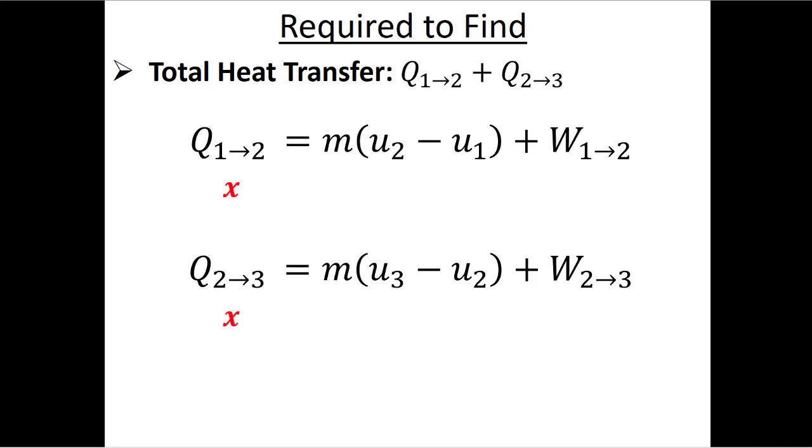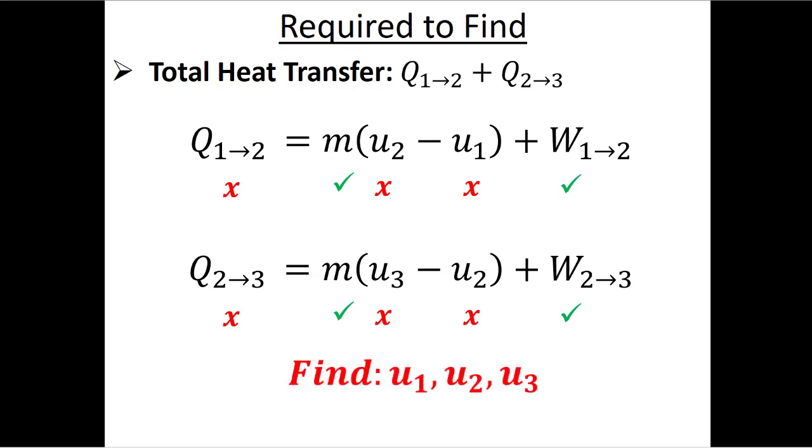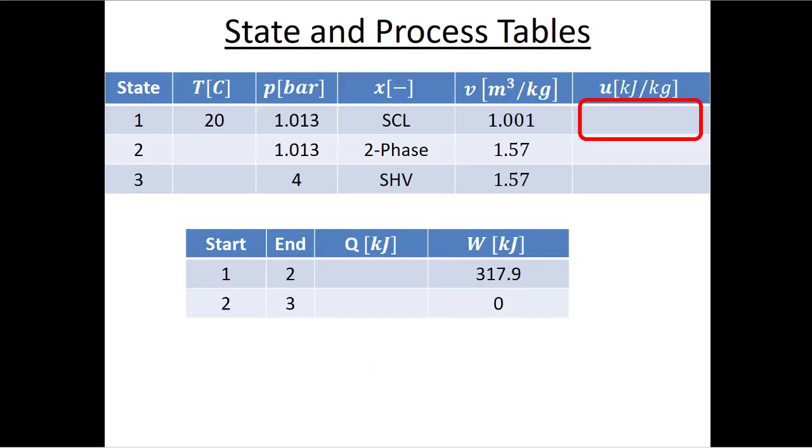So I don't know the heat transfer for either of these processes. I do know the mass because it stays constant for my whole process. I don't know U1. I don't know U2. I don't know U3. I do know work from 1 to 2, and I know work from 2 to 3, which is 0. So if I could fix my states, if I knew the specific internal energies at state 1, state 2, and state 3, then I'd be able to find the answer to this problem. So now let's start fixing our states.